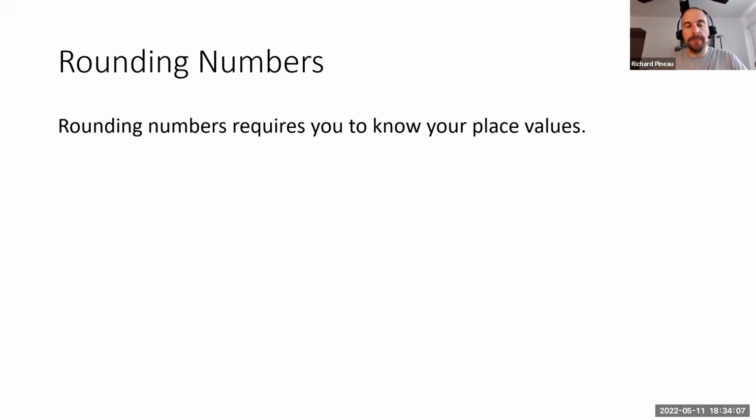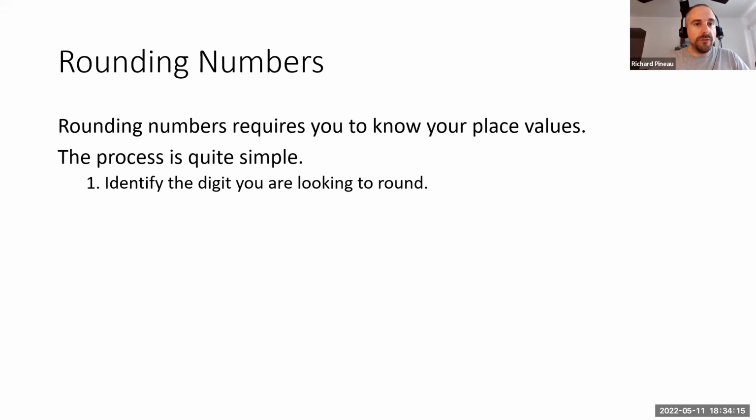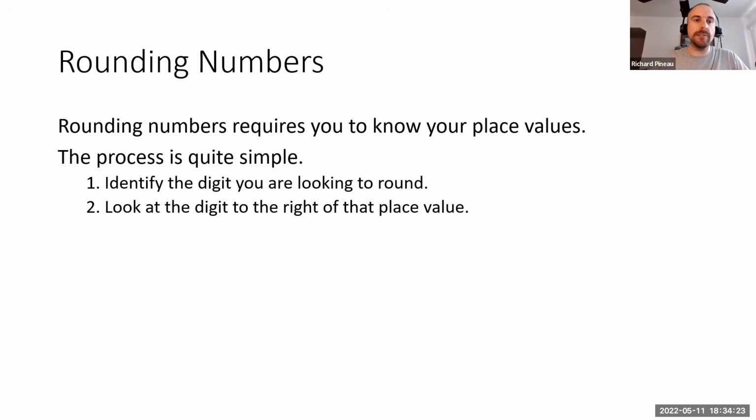So very, very important. Now, to round numbers, you have to know your place values. There's no getting around that, okay? Now, the process is actually very simple. So we've got a few steps for you. So the first thing you do is you identify the digit you are looking to round, okay? So if it tells you round to the thousands place, you need to know where that is.